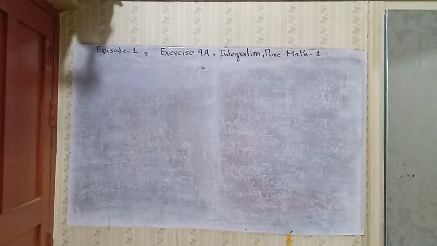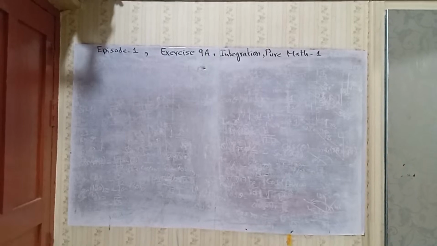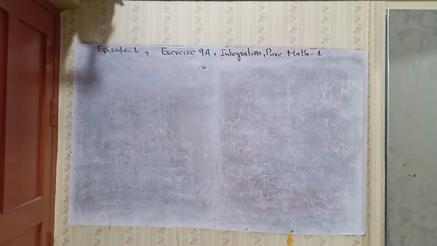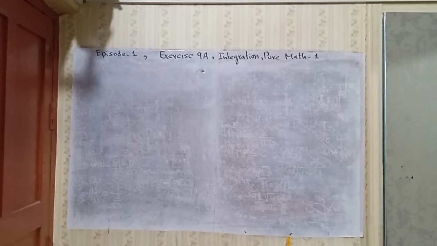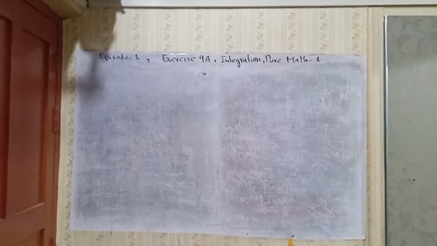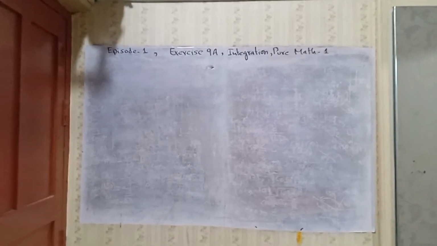My name is Ferhan Mazher, and today we are starting work on chapter number 9 of Pure Maths 1, which is the syllabus content of Paper 1 of the Cambridge International AS and A Level Mathematics 9709. This is our first episode on this exercise, and in multiple episodes, I will try to complete this exercise.